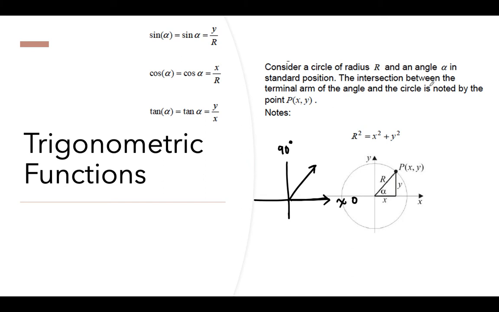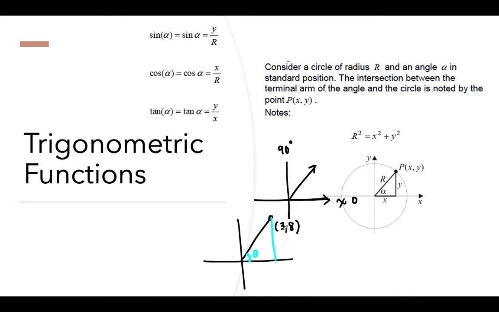And then the intersection between the terminal arm of the angle and the circle is noted by the point P(x, y). Now, for example, if I were to give you a point, in this case, let's say 3 and let's say 8. So I will be making a triangle from here, and always remember the starting angle is from where your initial arm is. So this is going to be my theta.